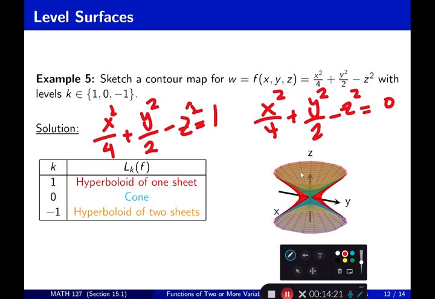So in the picture, the red one is the hyperboloid of one sheet. We sort of got rid of the front of it, so you just see the outer part. And then the blue is the cone, and the yellow is the hyperboloid of two sheets, which exist over here and down there.